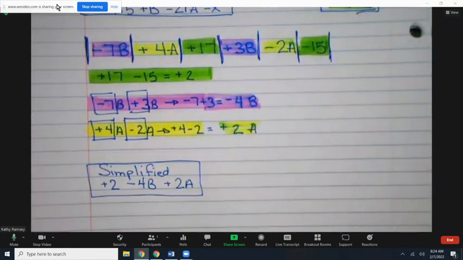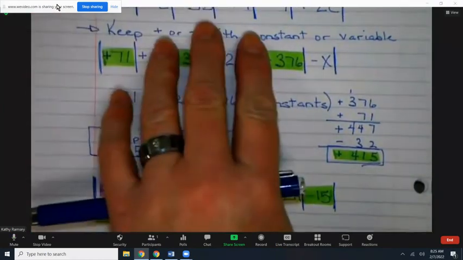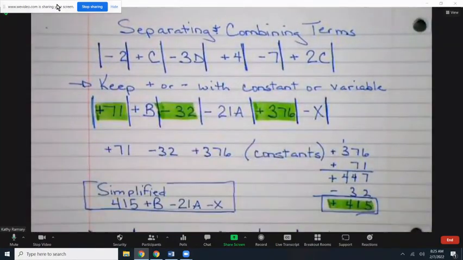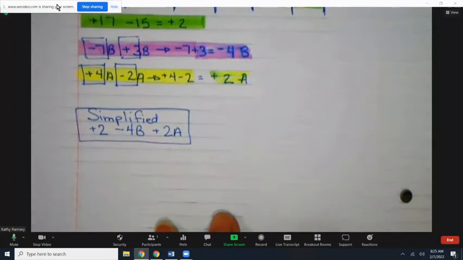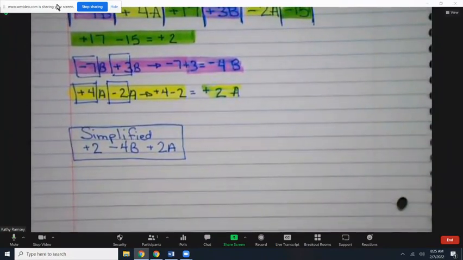Okay, there we go. You're going to have a half sheet today to do some separating of things. You're going to do a few of those, and then you're going to do a few of these where you're going to simplify. All right, you guys are doing great. I am really excited. You got this. Go get it.